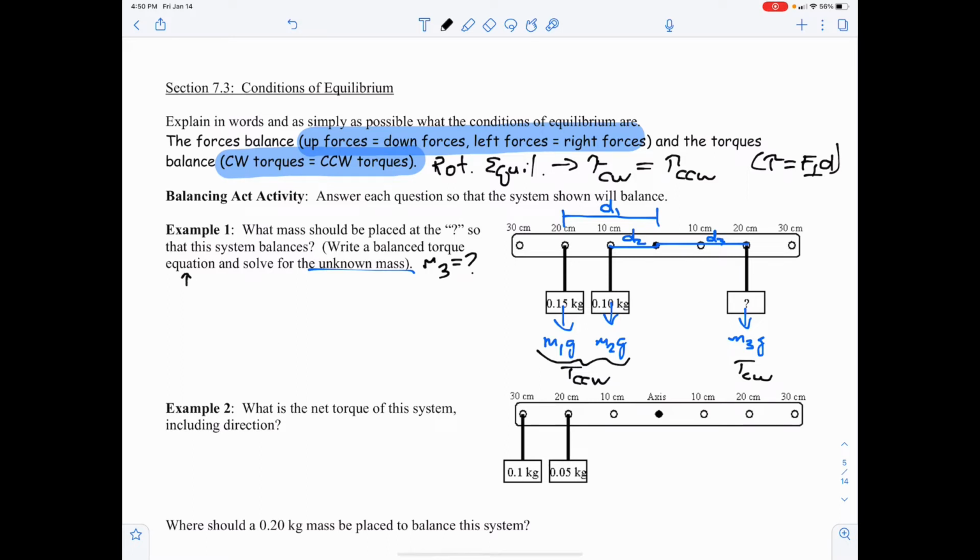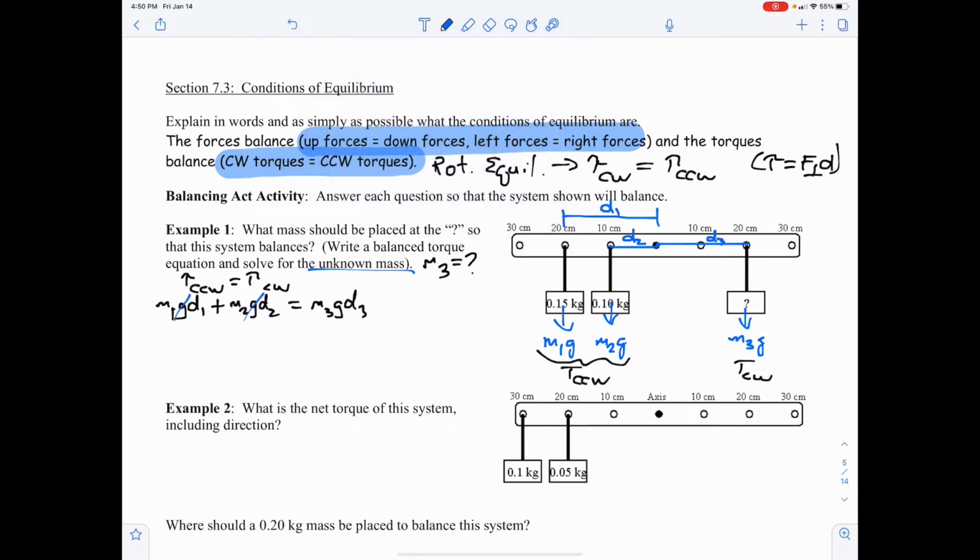So we have counterclockwise torque equals clockwise torque. There are two counterclockwise torques, so that would be M1g is your force, times distance, D1, plus M2g times D2. So all of that is my two counterclockwise torques, and they're going to be equal to the one clockwise torque, which is M3g D3.